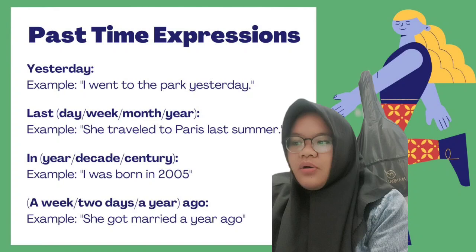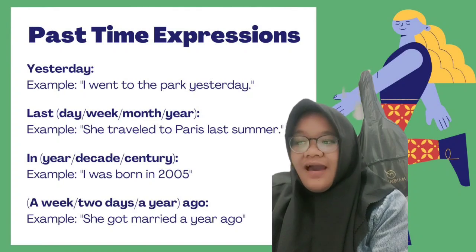And then, blah blah blah ago. A week ago, 2 days ago, a year ago. Ago means yang lalu. So a week ago, 1 minggu yang lalu. She got married a year ago. Dia menikah 1 tahun yang lalu.